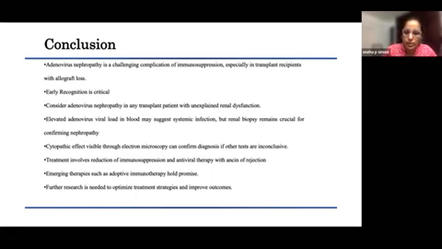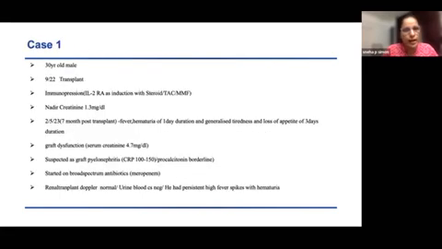Treatment involves reduction of immunosuppression, antiviral therapy, and balancing rejection. Emerging therapies such as adoptive immunotherapy are holding promise. Further research is needed to optimize treatment strategies and improve outcomes. So with this, I have 3 cases to discuss.